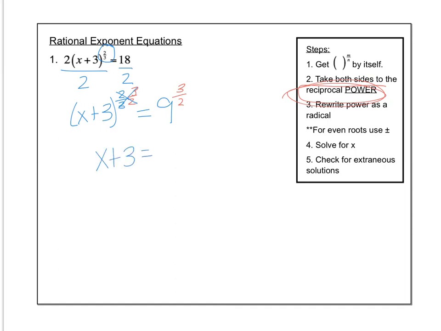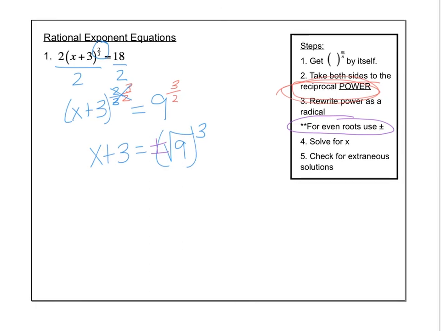You get x plus 3 is equal to, now your third step here is to rewrite the power as a radical. So this is what we were doing the last 2 days. So really the square root of 9 cubed. And then you have one really, really important step here. You need to think about, for even roots, if the root ends up being even, for instance in this one we took a square root. Whenever we take a square root in a problem, we need a plus or minus sign. So there should be a plus or minus sign there.